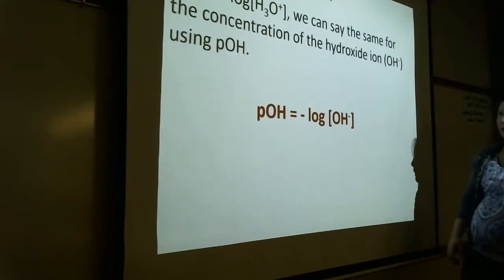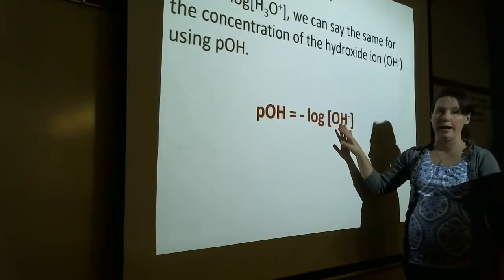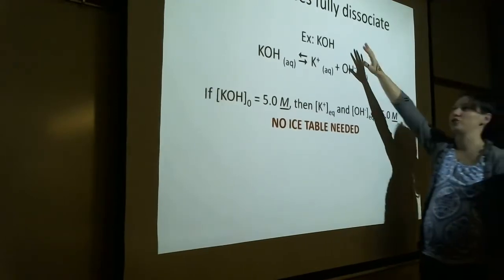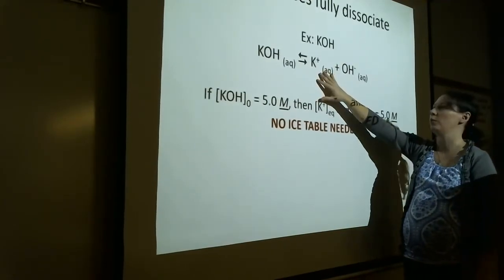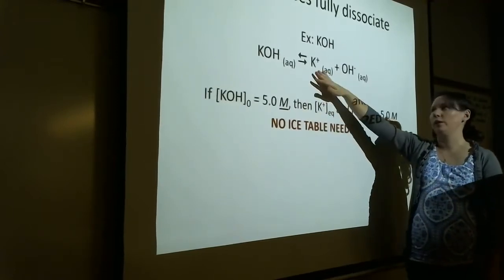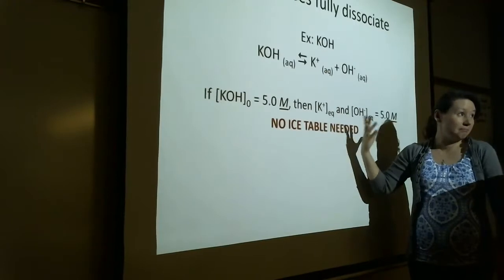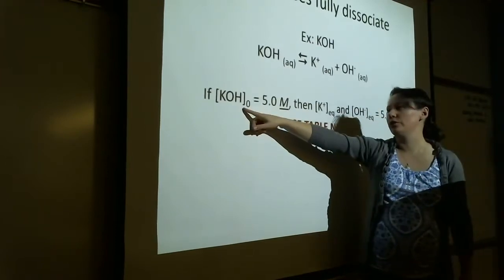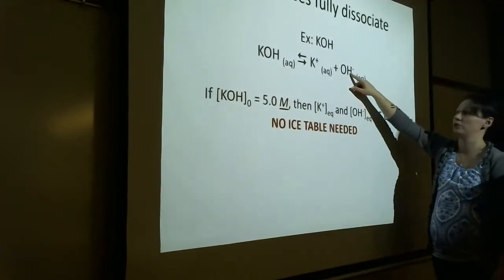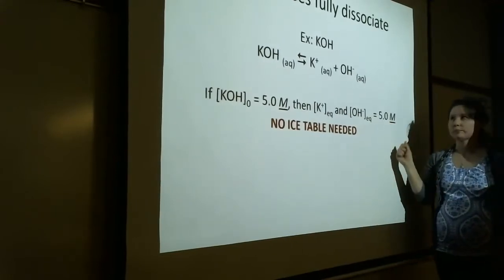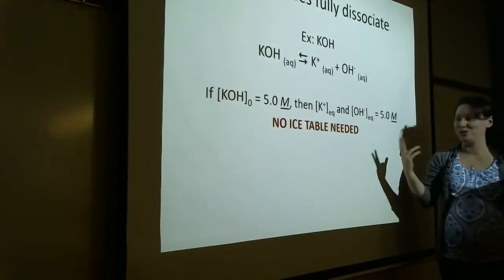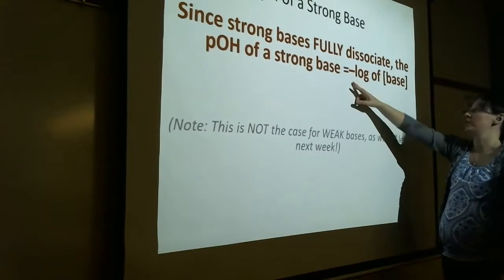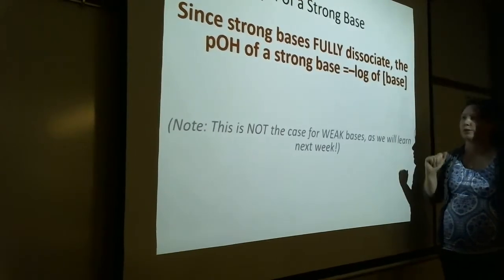So pOH, like I just said, is the negative log of the hydroxide ion concentration. And so, again, bases that are strong fully dissociate, right? We're not going to need an ice table to figure out concentrations for a base because it's fully dissociating. So at equilibrium, if my initial concentration was 5, then I'm assuming that this concentration and this one are also 5. When we talk about weak bases, guess what? We're going to use an ice table, okay? So what do I do to get the pOH? Just take the negative log of whatever the base concentration was.